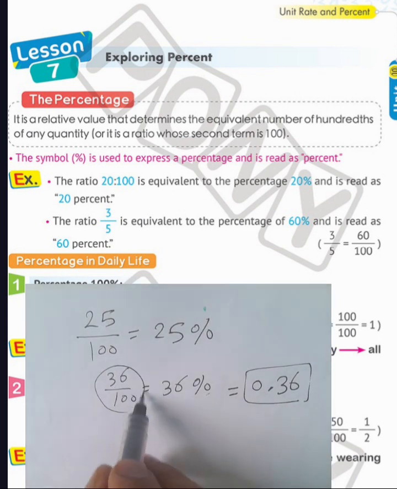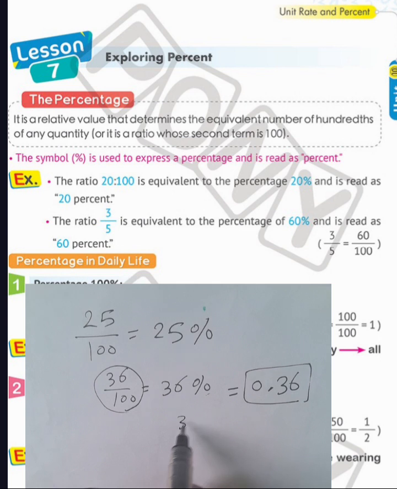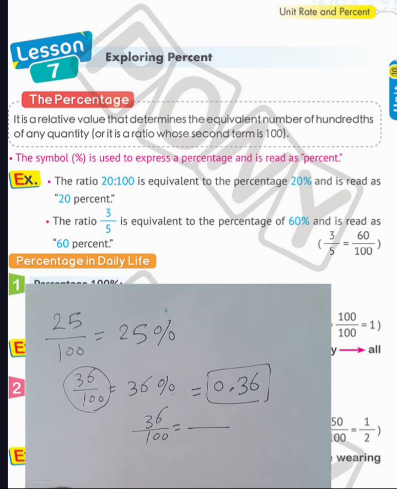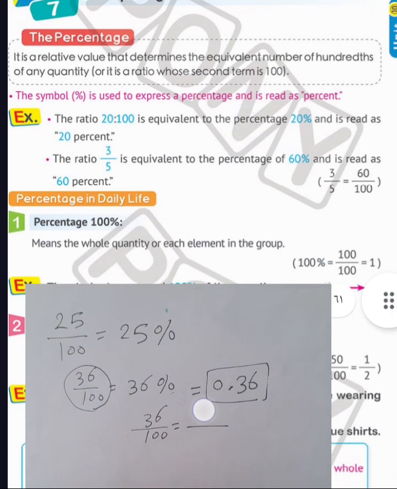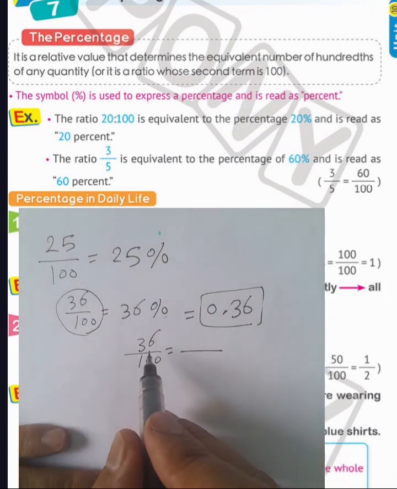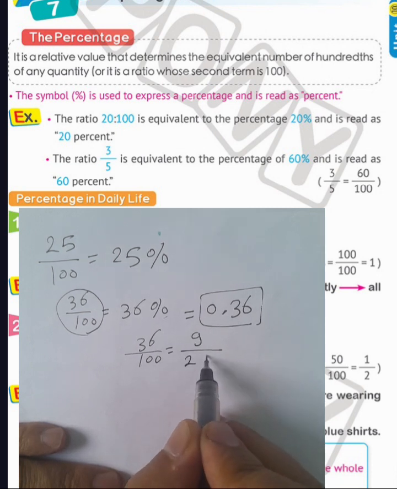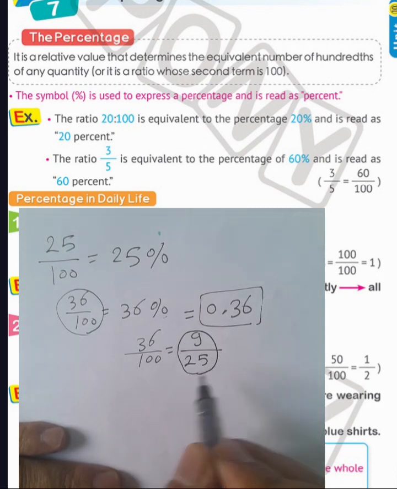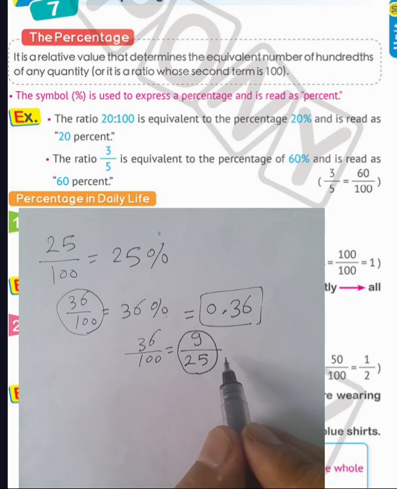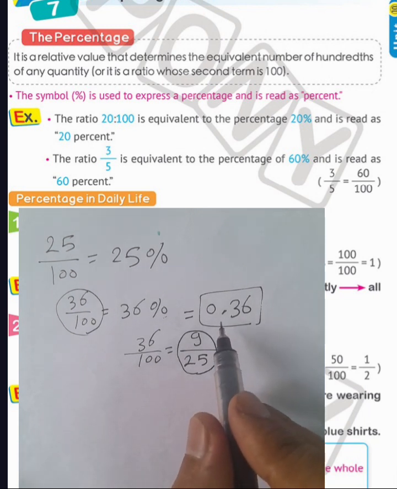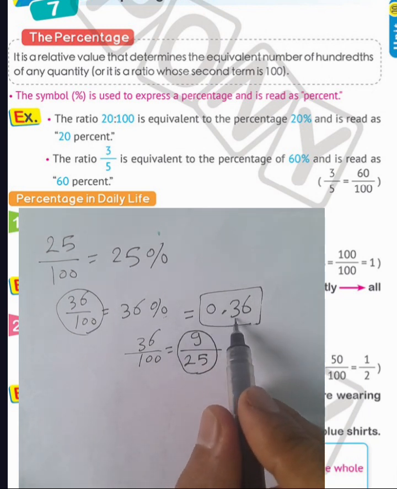And we can write 36 over 100 in the simplest form by dividing the numerator and denominator by 4. 36 divided by 4 equals 9. And 100 divided by 4 will be 25. Then, in the simplest fraction, 9 over 25, and in the decimal form 0.36.